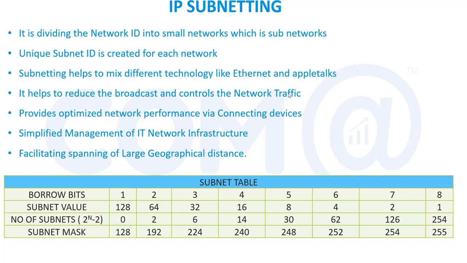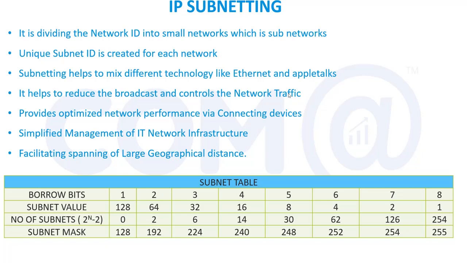Splitting a larger network into smaller networks is called subnetting. A unique subnet ID is created, so each subnet will have a unique subnet ID representing each network. Small networks are there, and you will have a subnet ID that heads all the IP addresses available in the network. It also helps to mix different technologies like Ethernet and AppleTalk. That is very rare, but we have seen it.